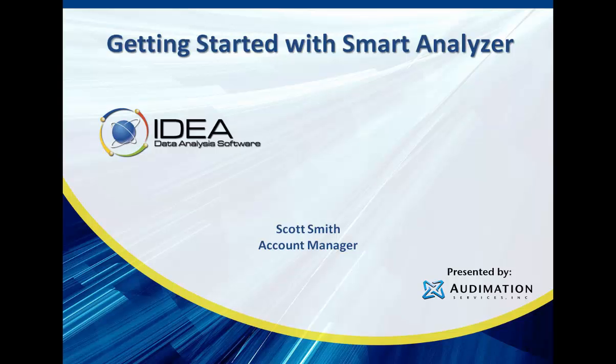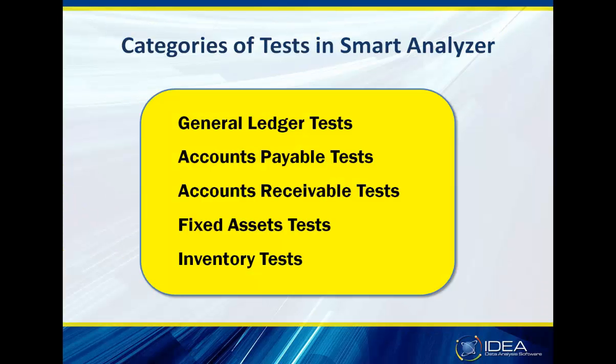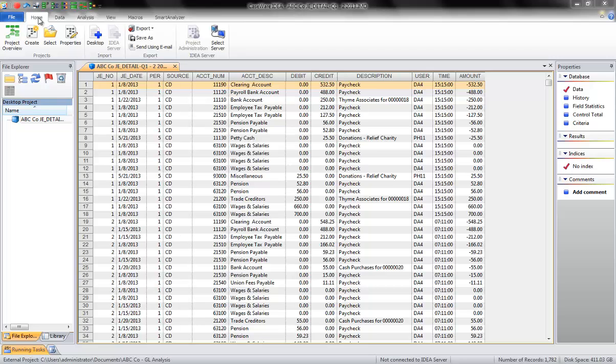The 58 tests are distributed among 5 categories: General Ledger, Accounts Payable, Accounts Receivable, Fixed Asset, and Inventory. I'm going to demonstrate how Smart Analyzer works today by doing a General Ledger analysis, looking for out-of-balance journal entries. The tests in each of the 5 categories are prepared and performed in exactly the same manner. With IDEA open on your PC, select the tab labeled Smart Analyzer on the main ribbon.